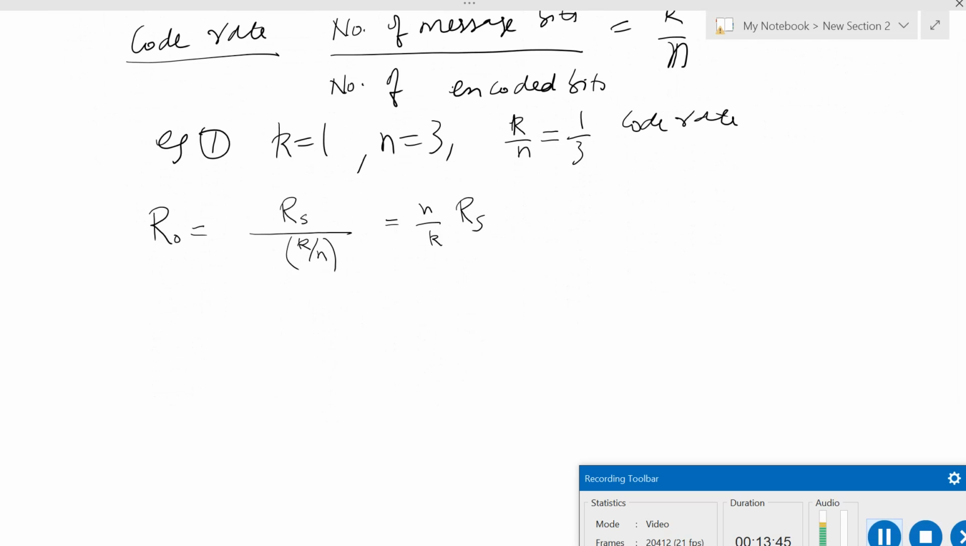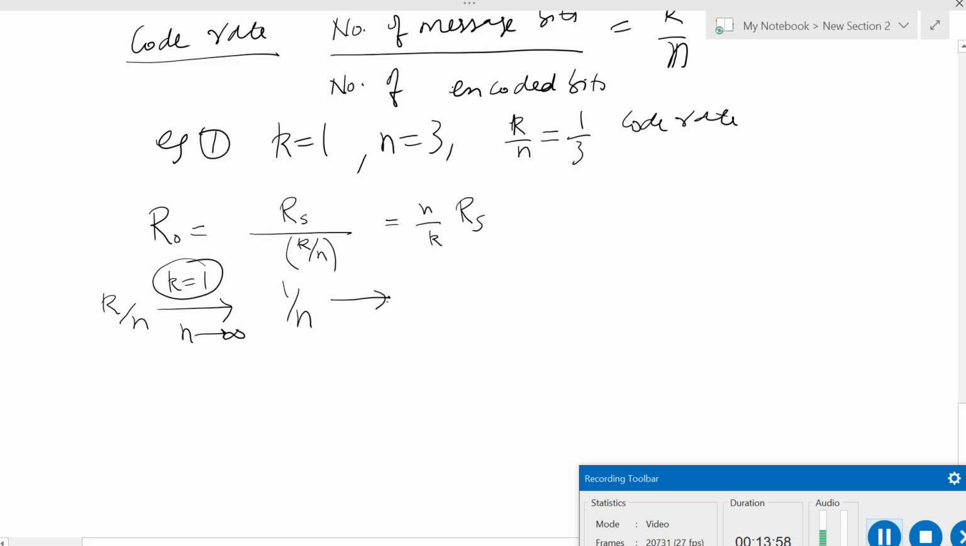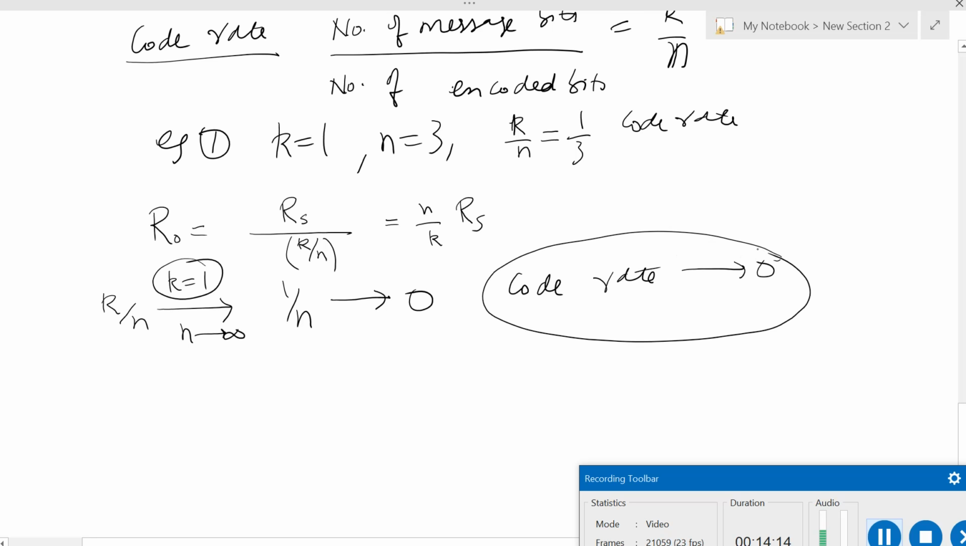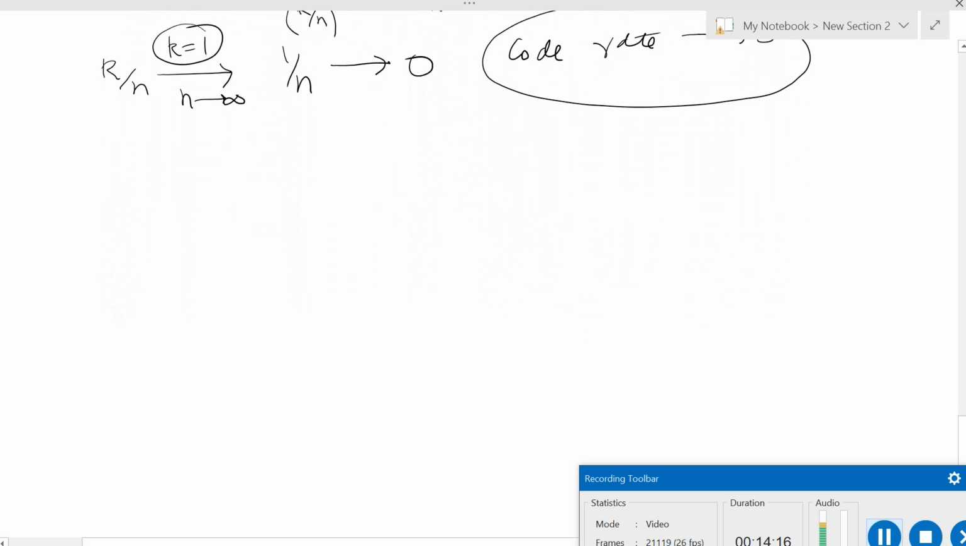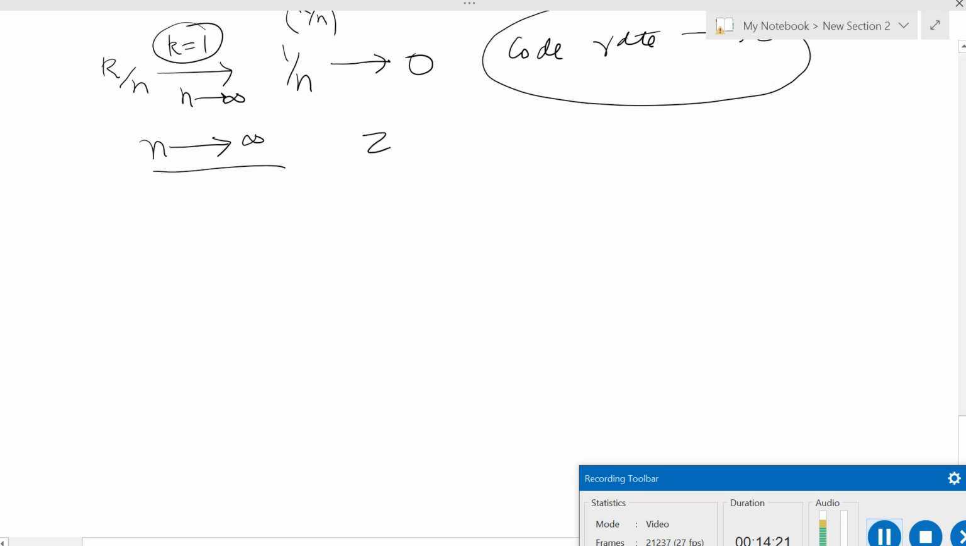Now if you look at this k by n, as n goes to infinity, k is fixed, k is always 1. This k by n becomes 1 by n. As n goes to infinity, it becomes 0. So you get a code rate closer to 0. So this is the trade-off. This is the loss here. In fact, if you choose n to infinity, you will definitely get 0 error.